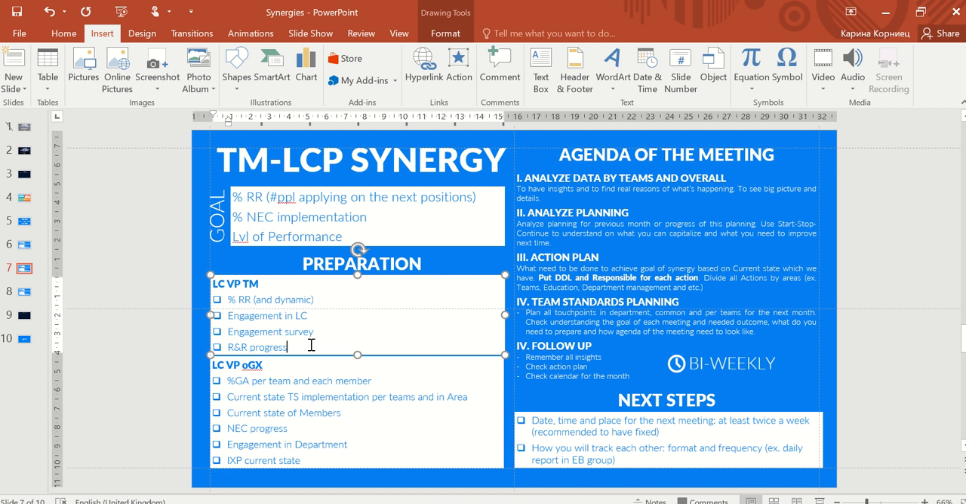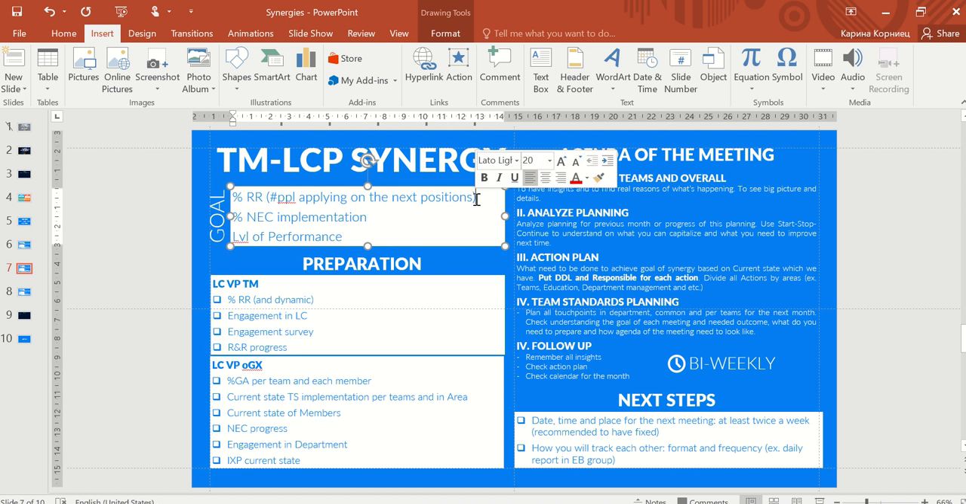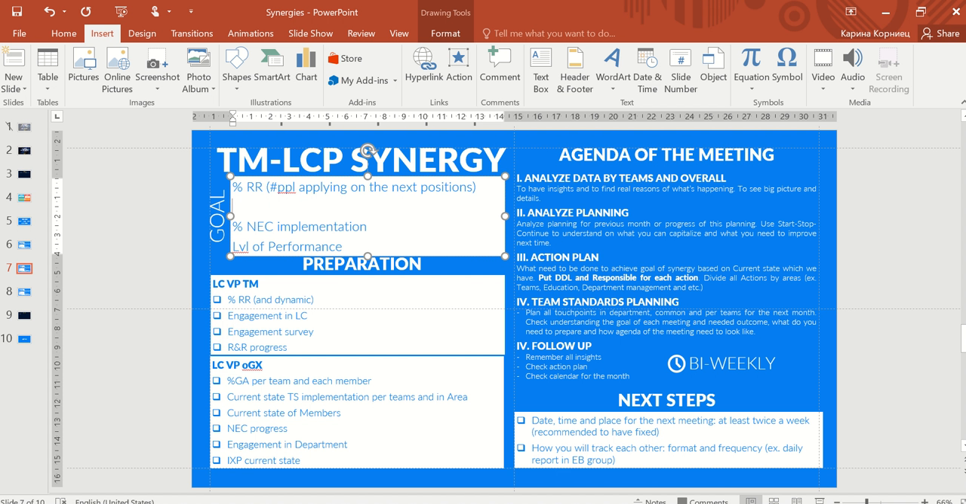Like for me, maybe the one thing, team standards implementation. Maybe what I would add, for LCP to understand the big picture, especially if you have more than one area, like even if you have one area, for LCP to understand how it's going, because this is how we are working with people.